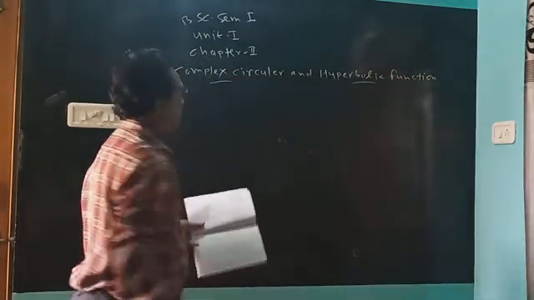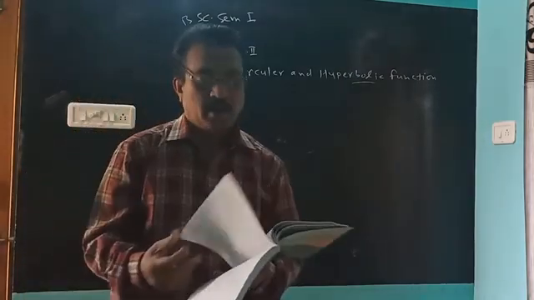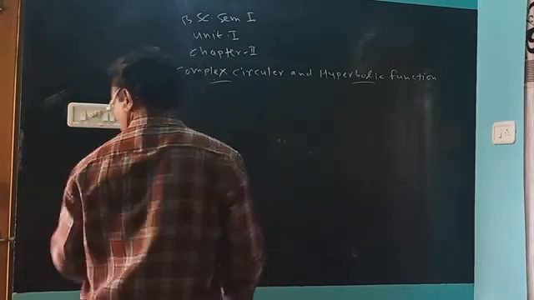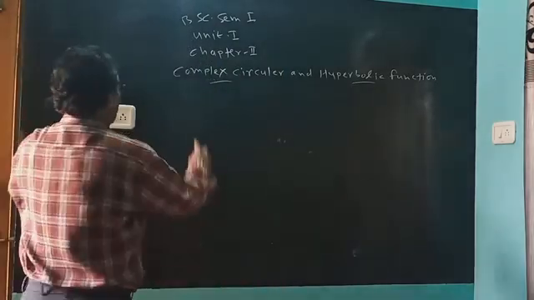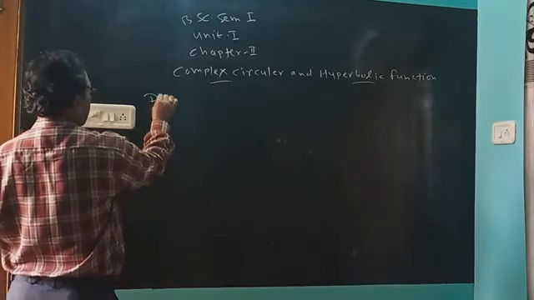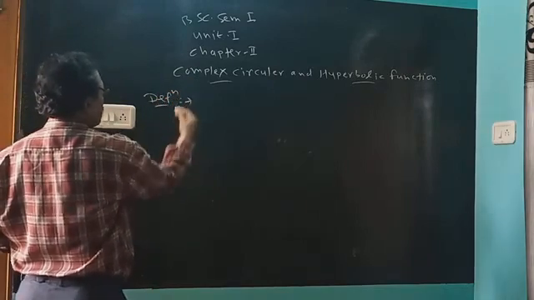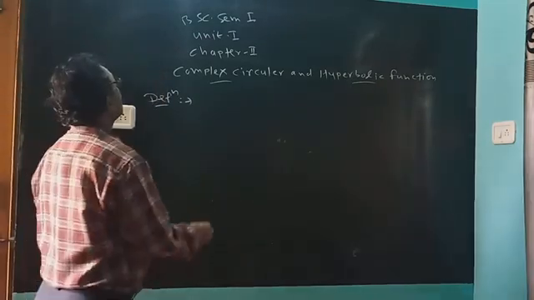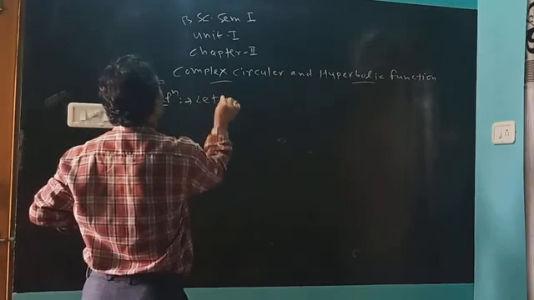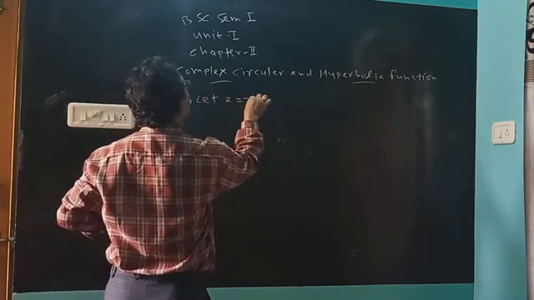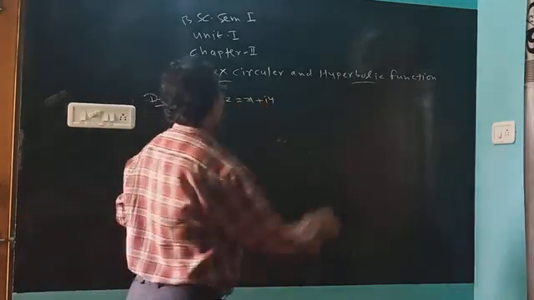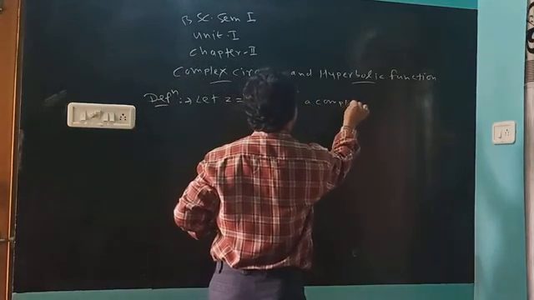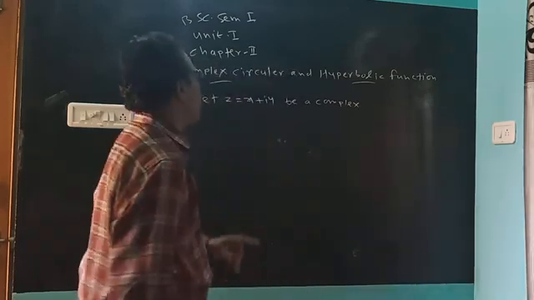Okay, next topic. First, we already studied De Morgan's theorem. Okay, on this. So first, definitions. Complex circular function first of all, and then hyperbolic function. So let z = x + iy be a complex number.